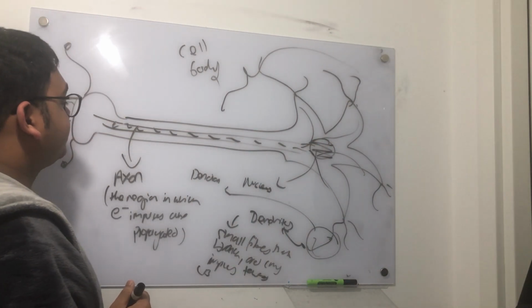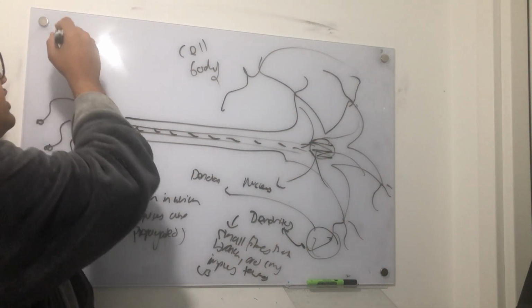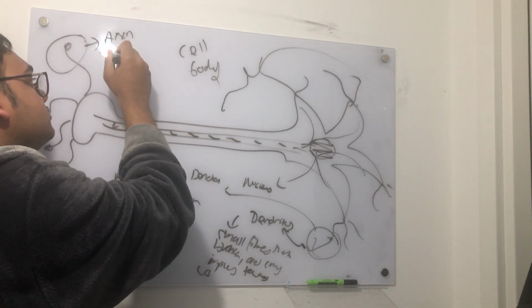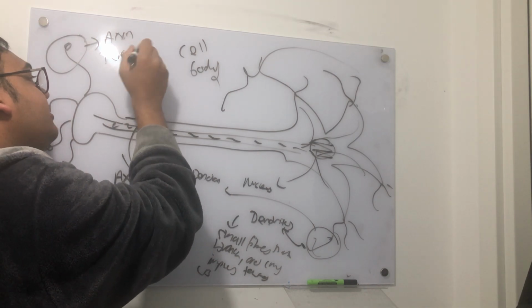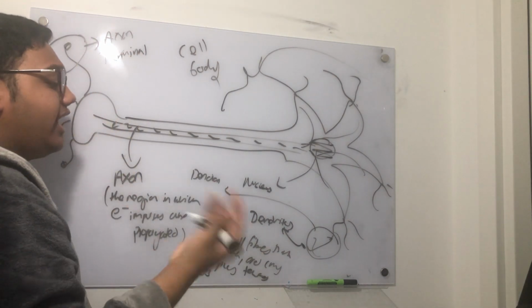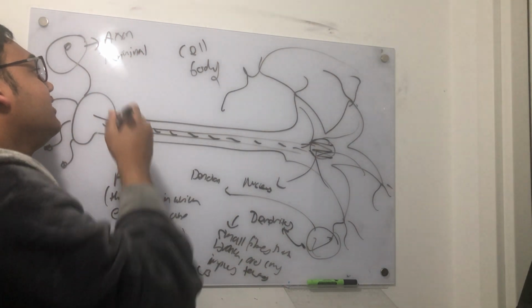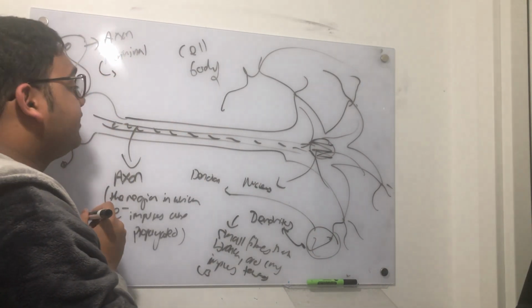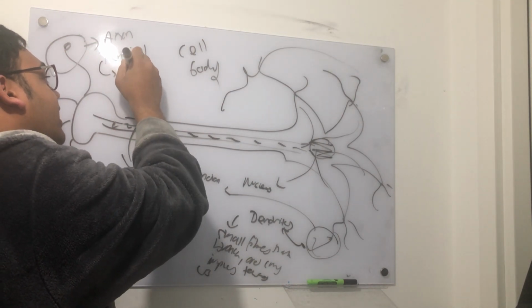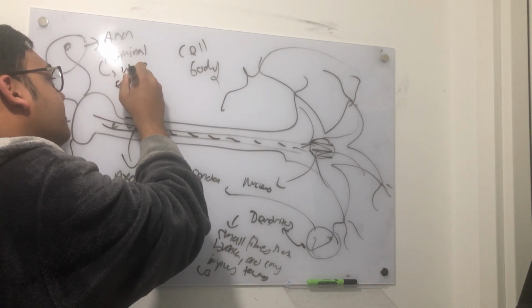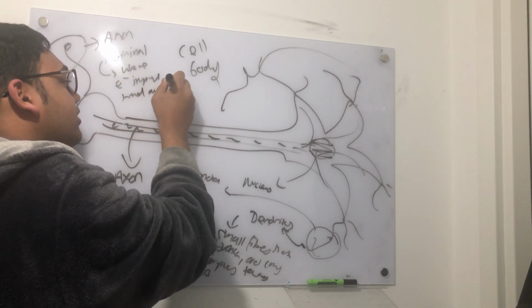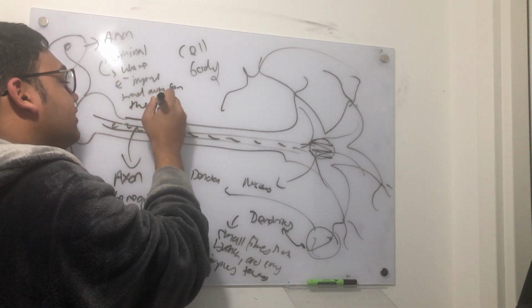What else can we label from this diagram? These are your axon terminals. And with terminal, you can always think of it as the end of something. So in this case, it's the end of the neuron. I think the way the textbook defines it is where electrical impulses travel away from the cell body.